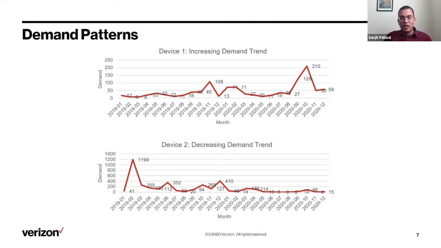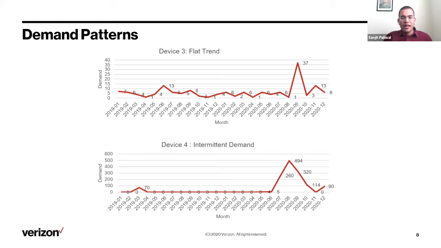Then we have device 2, whose demand trend is decreasing over time. In the first quarter, there is 4-digit demand, but going down to the later quarters of 2020, the demand is even in single digits. So that's a decreasing demand trend. And then the third demand trend that we see is almost a flat, constant demand trend. If I take the cursor over, you could see we can draw a flat line over here, and the values won't be much higher or lower. So it's basically a flat demand trend.